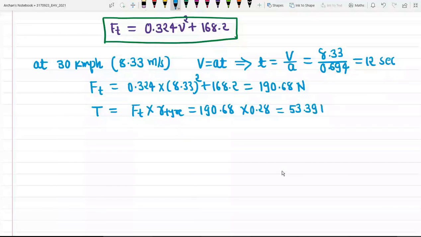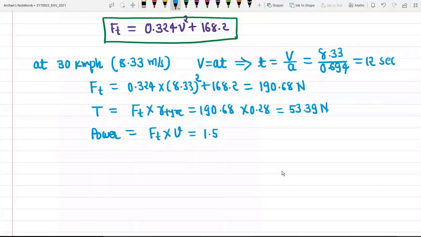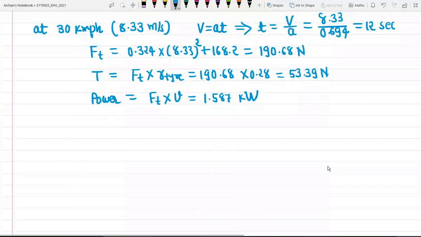And to generate this much torque, what should be the power required? The power is nothing but force multiplied by velocity v, and that should be equal to 1.587 kilowatt. So these are the required data at 30 km per hour, assuming constant linear acceleration. Now let us increase the speed and see what happens to the torque and power requirement.